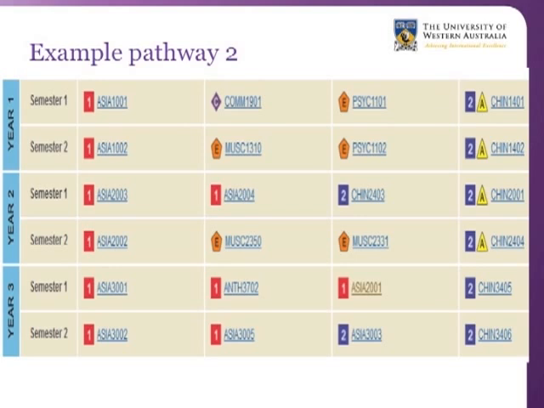Let's look at the second pathway. You can tell already from the red squares and the blue squares that this student has completed 2 majors. So let's go through this in detail.